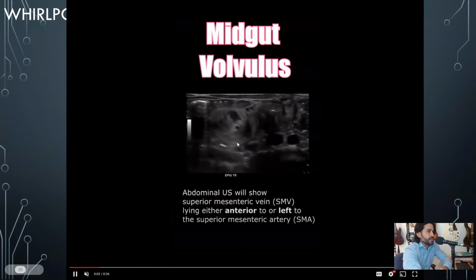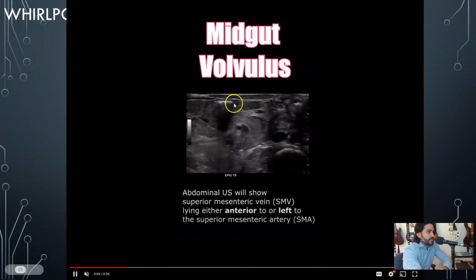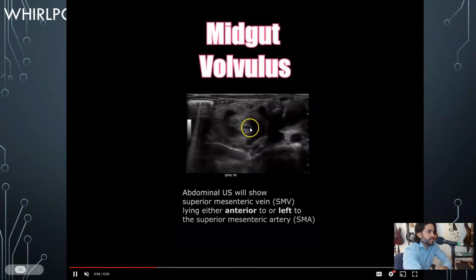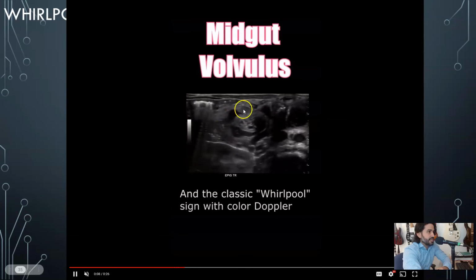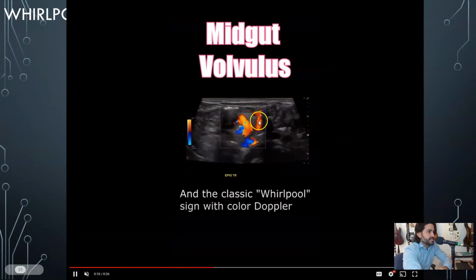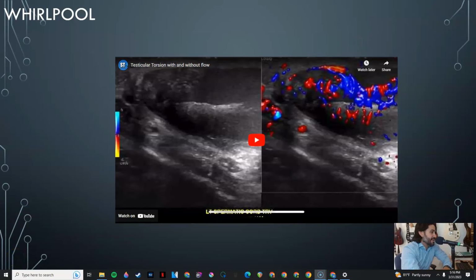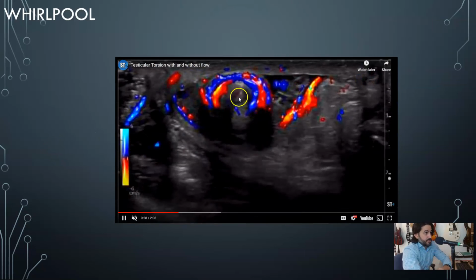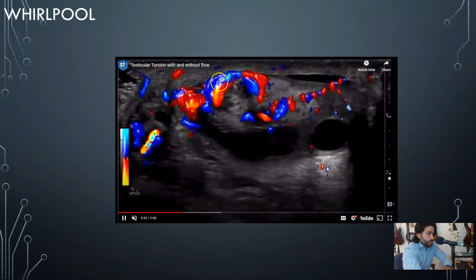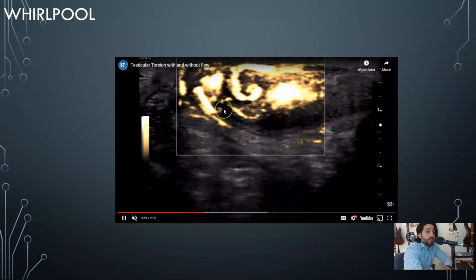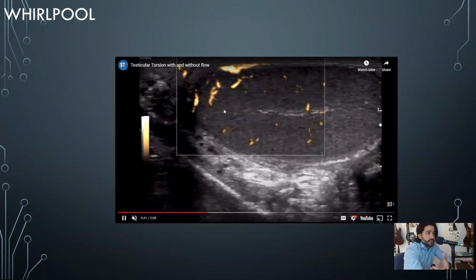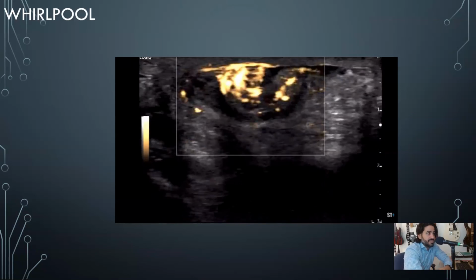Here's another example of midgut volvulus. You can see the superior mesenteric artery here in the middle, and then the superior mesenteric vein and mesenteric vessels going around the volvulus. So again, the whirlpool sign is a very important sign to know about in ultrasound and in radiology. Here we have another whirlpool of the testicle. So here you got that same whirlpool sign. So that's that twirling of the spermatic cord, which is going to lead to ischemia of the testicle.